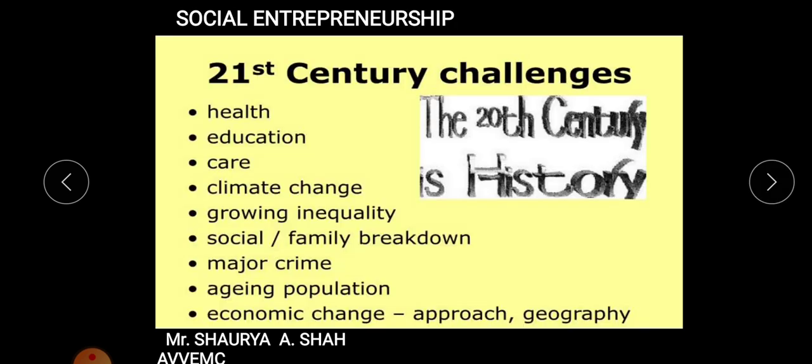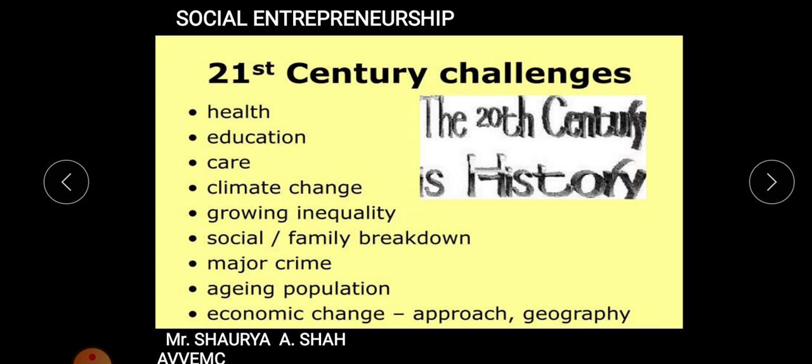So before starting with the social entrepreneurship concept, again in context, we can say social innovation, following are the challenges which are there particularly in your 21st century, right? As you all know, what is social entrepreneurship or social entrepreneur? A person who identifies the social challenges and finds new innovative ideas in order to solve those problems, right? We have seen these things. So in order to solve all these problems, what are the problems of the 21st century, students? It is either related to health, education, care, climate change, growing inequality, right? Again, inequality can be economic inequality, gender inequality, social or family breakdowns, major crime is happening, then you have aging problems, then economic change, geographical changes, right? So on and so forth, all these problems which we are having, right?